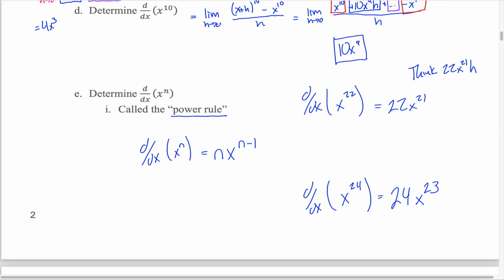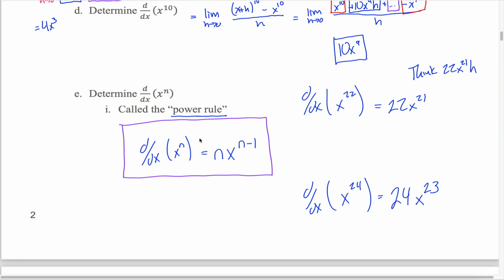The big takeaway from last time was this thing called the power rule. It's written right here. It says that anytime you're taking the derivative of x raised to some number n, more on that number later, the derivative is just the product of that number n and x raised to 1 less than n. It might be easier to remember an example: the derivative of x to the 24th is 24x to the 23rd. That's the power rule.